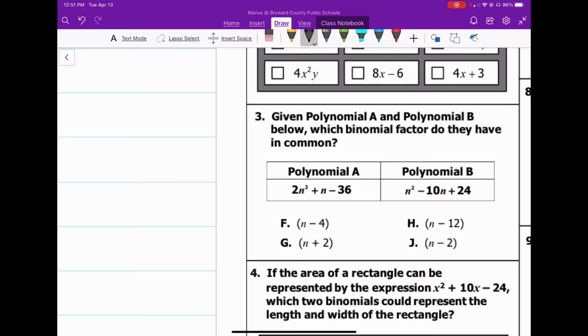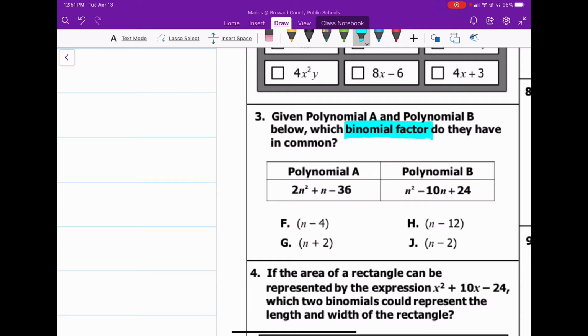Let's go ahead and jump into number 3. Number 3 says, given polynomial A and polynomial B below, which polynomial factor do they have in common? Taking a look at both of these polynomials, if they're asking us which factor do they have in common, then we already know that they can be factored, both of them.